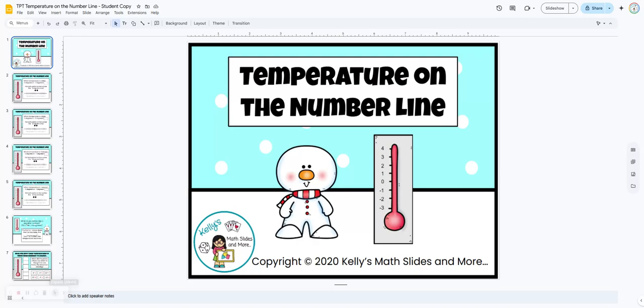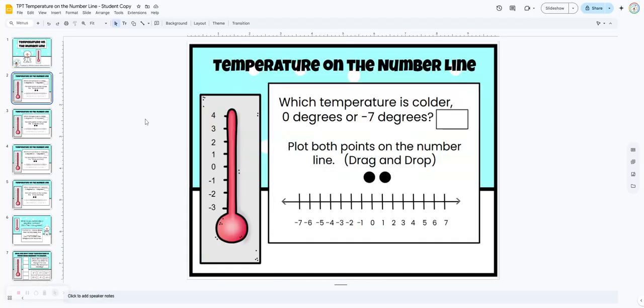Temperature on the number line. This is a short little digital lesson. It's free, and it's something I added to my integer lessons to help students make the connection between a thermometer and a number line. So the lesson starts with asking students which temperature is colder, 0 degrees or -7 degrees.